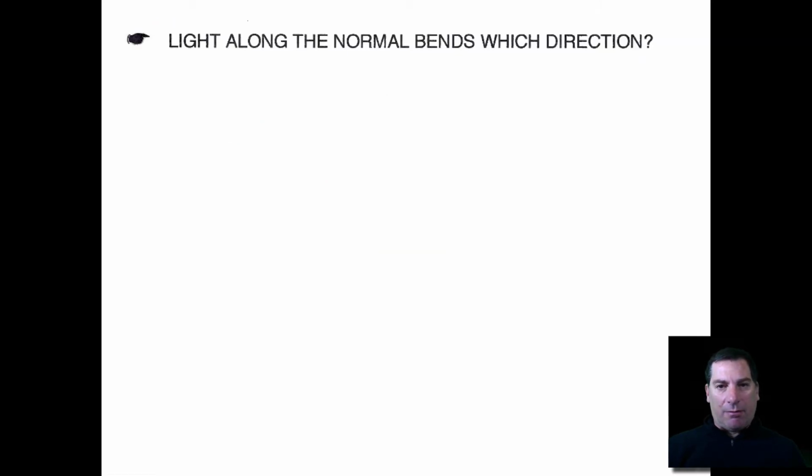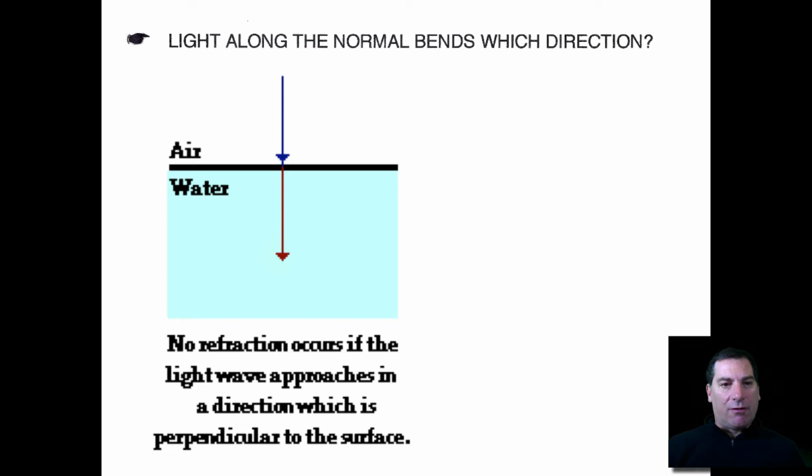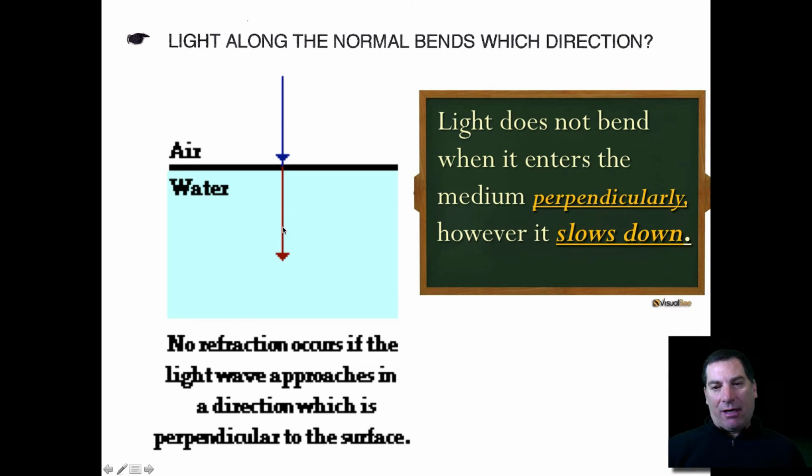So light along the normal bends in which direction? Well, if it's going along the normal, the angle of incidence is 0. Be careful, a lot of you got that wrong on the last quiz. The angle of incidence here is 0, not 90 like a lot of you said. It's 0, from the normal we're 0. So when we go along the normal, there is no refraction. So light does not bend when it enters the medium perpendicularly. However, it does slow down because it still sees the materials being more optically dense.